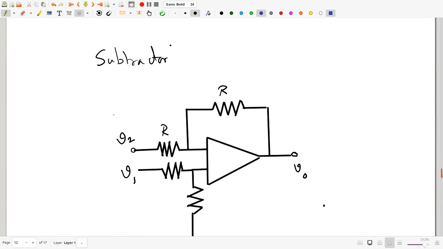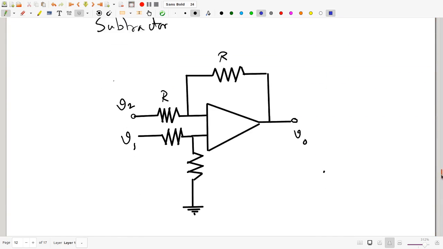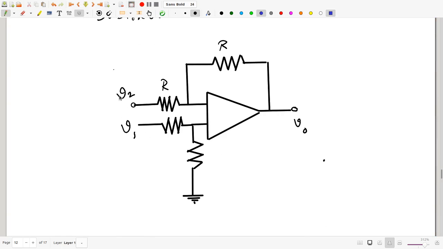So subtractor, the simple subtractor is simply made this way. So you have two inputs V2 and V1 and you have 4 resistors, and all 4 resistors, for the sake of simplicity, we have taken them to be equal.